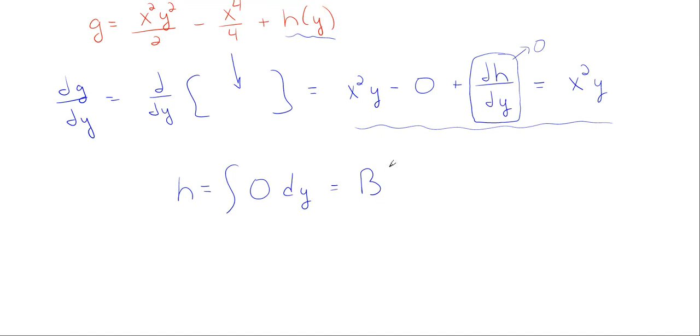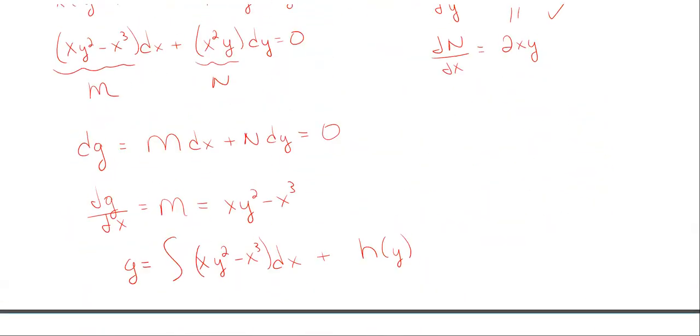So let's plug this back into our original equation of g up here. So we would have g is equal to x squared y squared over 2 minus x to the 4th over 4 plus B. Well, how do we find g now, or B? Well, remember that I set my original equation of dg equal to M dx plus N dy. Well, that is equal to 0 right here.